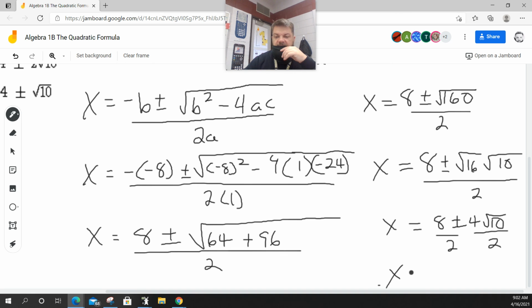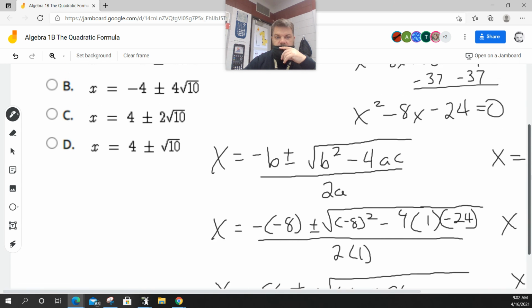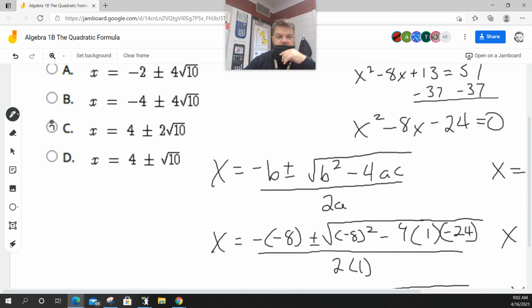What is 8 divided by 2? 4. Plus or minus, what's 4 divided by 2? 2 root 10. So 4 plus or minus 2 root 10, that's C. What do you think about that, huh?